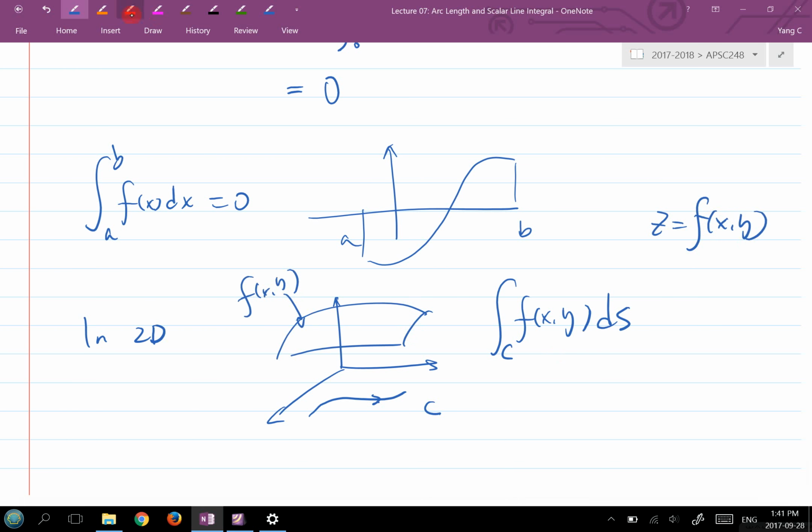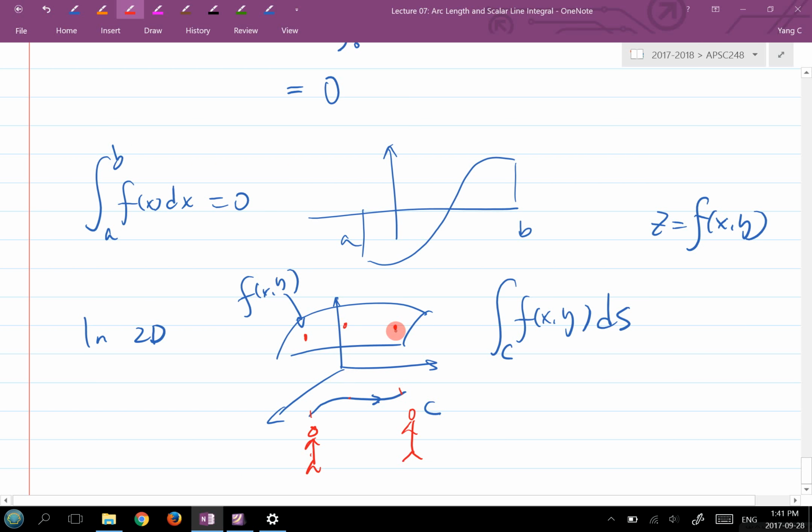But in this case, we're integrating over the curve C. Basically, imagine there's a guy walking from one end to another end. So your f of x, y is constrained to which values? To the x, y along the curve C, isn't it? So the guy here corresponds to a point on this surface, and the guy here corresponds to a point on this surface, and the guy here corresponds to a point on this surface.